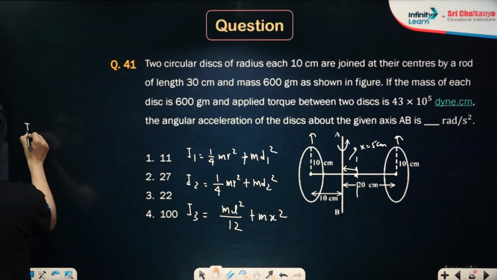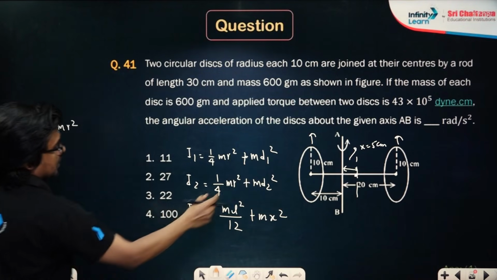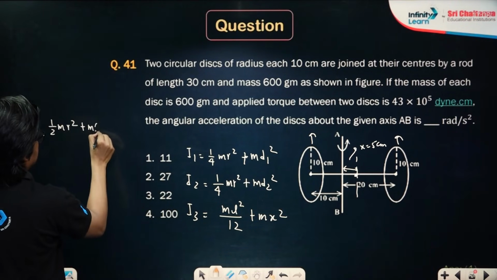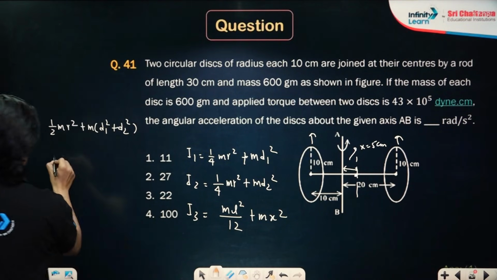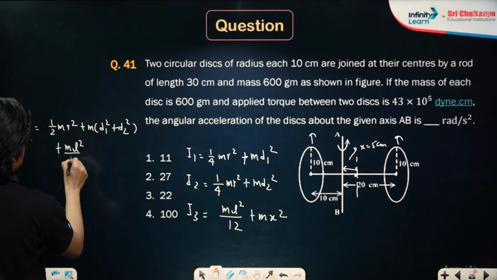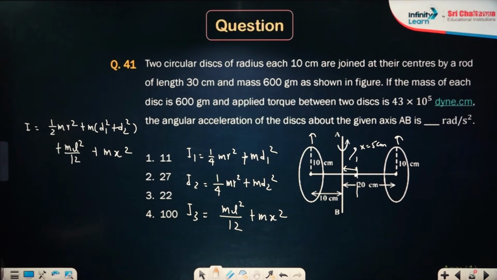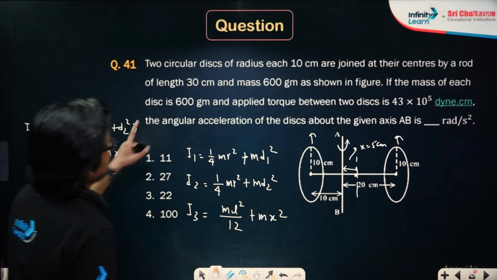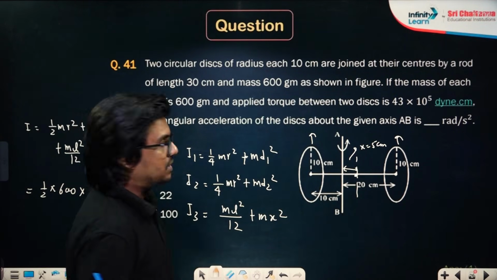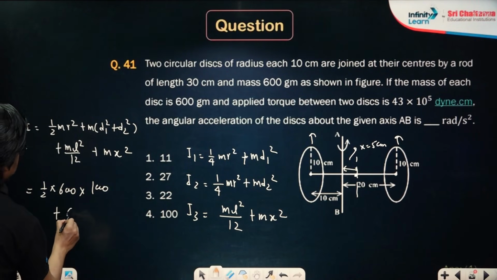Now you can write the total moment of inertia. I1 plus I2, that is going to give me 1 by 2 m r square, plus m into d1 square plus d2 square, plus m l square by 12, plus m x square. And if you now put all the values, what you are going to get? So 1 by 2 into small m is 600, small r is 10, so 10 square is 100, then small m, that is 600.